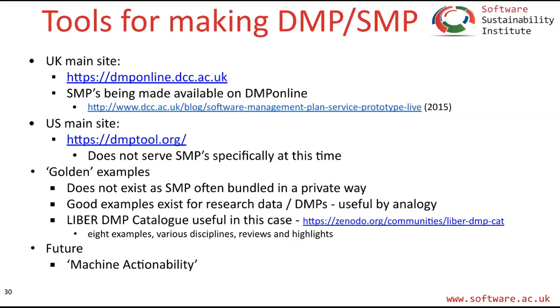So LIBER, which is a library organization, has a DMP catalog, useful in this case, and here's the Zenodo link for that. They have 8 examples from various disciplines, and they've got reviews and highlights, and they're quite fully fledged. And so, in terms of looking at information which might be useful as analogy for research software, and looking at the facets and looking at the depth, they would certainly be interesting use cases to look at.